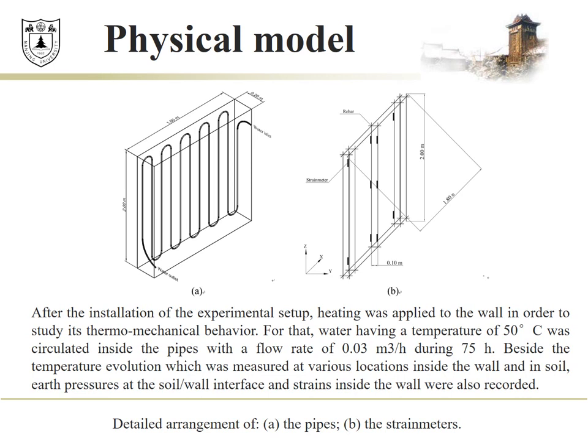After the installation of the experimental setup, heating was applied to the wall in order to study its thermo-mechanical behavior. For that, water having a temperature of 50 degrees was circulated inside the pipes with a flow rate of 0.03 cubic meter per hour during 75 hours. Besides the temperature evolution, which was measured at various locations inside the wall and soil, earth pressure at the soil-wall interface and strains inside the wall were also recorded.